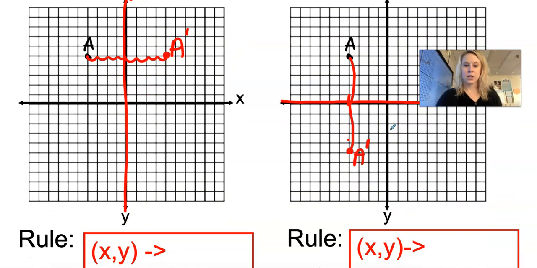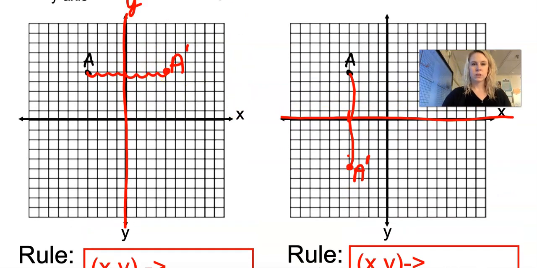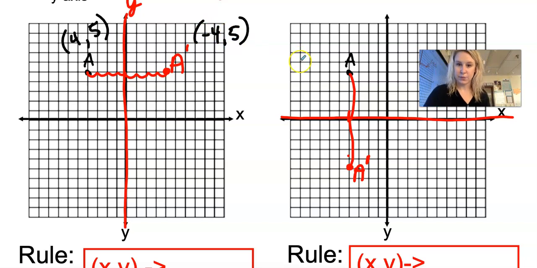All right, so the rule. Let's write some coordinates first. A is at -4, 5. A prime flipped over to 4, 5. Wait, A prime flipped over to a -4, but still is at a +5. Notice that the y's did not change. They were still 5 and 5. But the x's did change. They became opposites of each other.